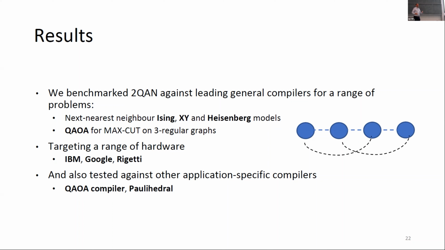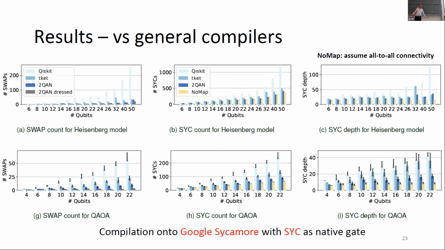QAOA circuits have the same form as Trotter circuits, so we can use the compiler here. In QAOA, the individual Pauli gadgets that you apply together commute. So people already knew that you could reorder them, you could permute the order, and there are other QAOA-specific compilers out there, which again, we could benchmark this against. And we tested it targeting a range of different hardware, the ones I've introduced already, both against the general compilers and these application-specific compilers. And the bottom line is it works extremely well.